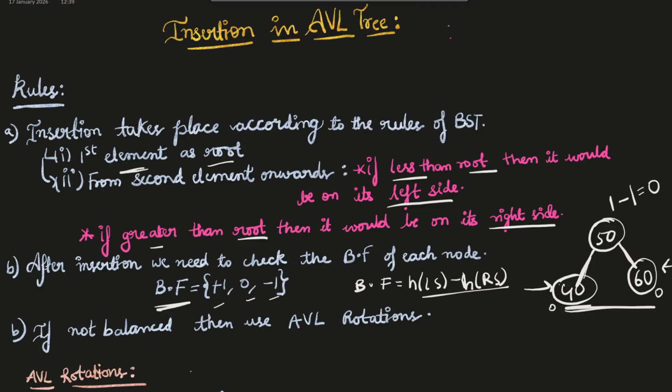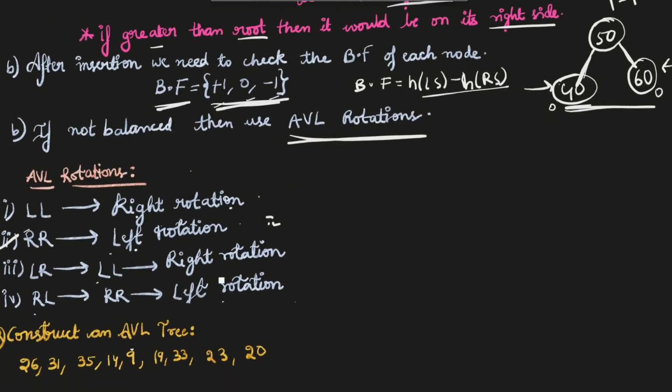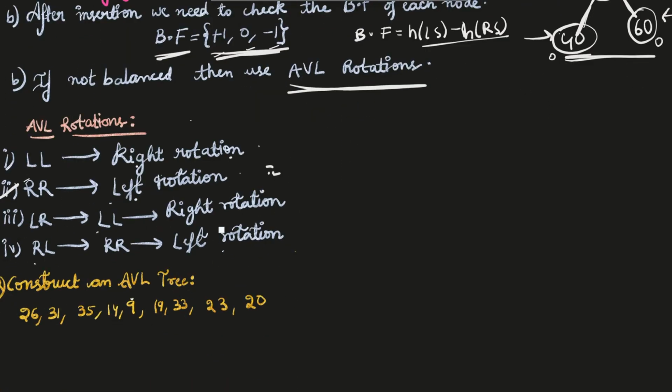Now, if the tree is not balanced, I mean if it is not in the range of balance factor, then we use the following AVL rotations to make it a balanced tree. Now next comes AVL rotations. If we are having LL rotation, then we use the right rotation. If it is a RR rotation, then we use left rotation to solve it.